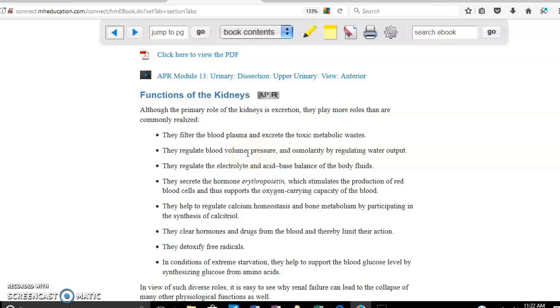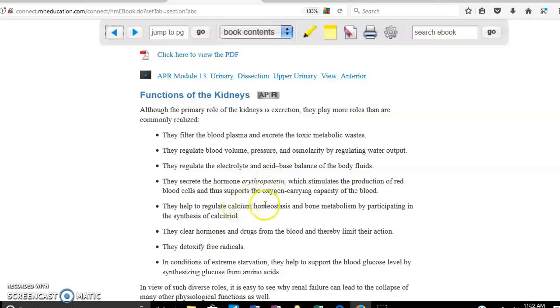you're going to urinate. More urine you have, less water. Same thing with electrolytes. If you are able to eliminate electrolytes, you're able to control the acid-base balance because you're going to have less hydrogen. Secrete hormones such as erythropoietin. Erythropoietin is released when we need to provide more red blood cells. Erythropoietin goes to your bone marrow and stimulates the production of red blood cells.